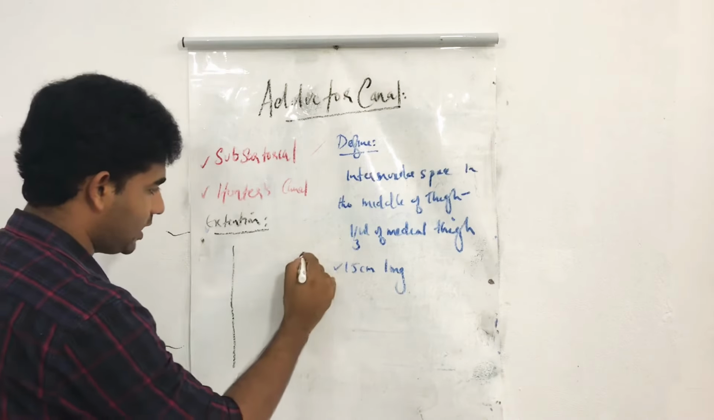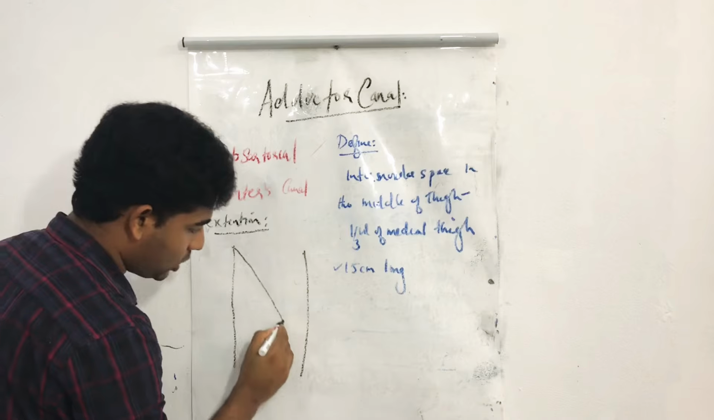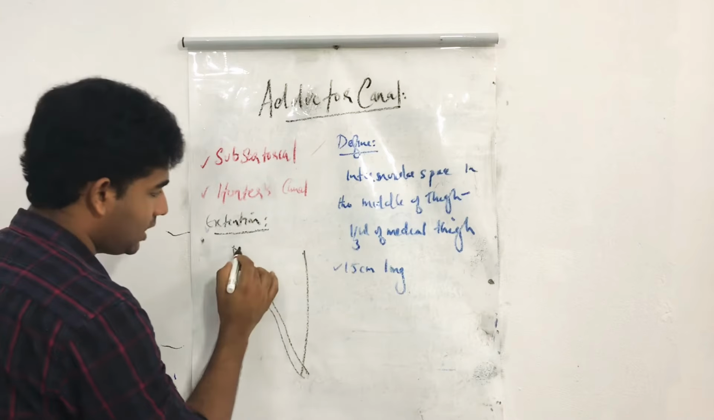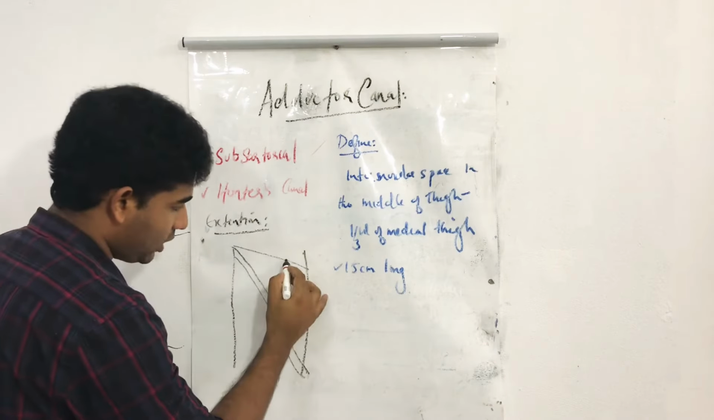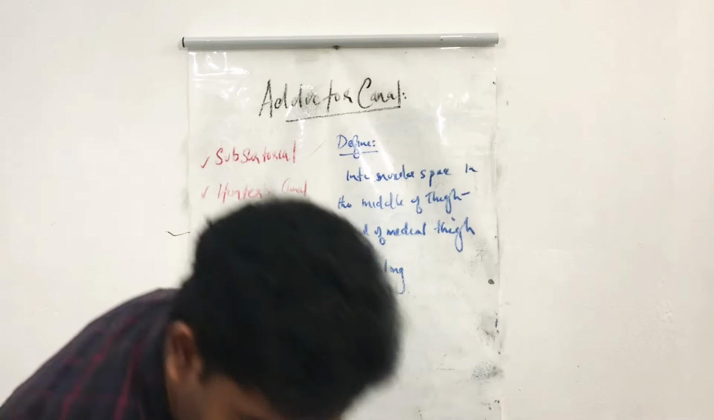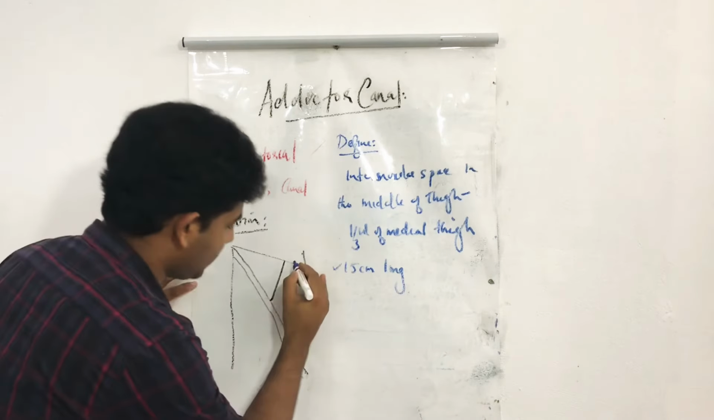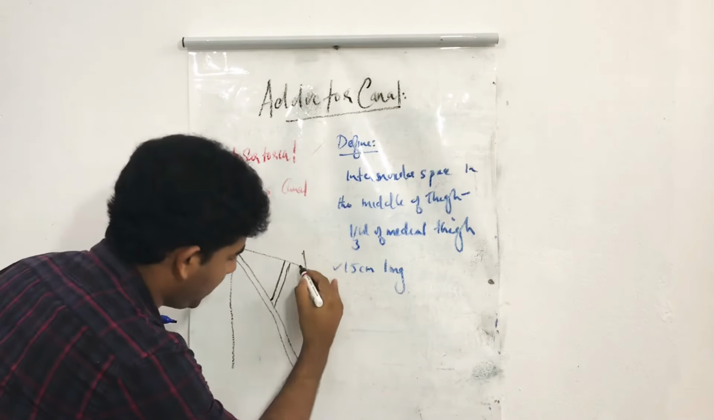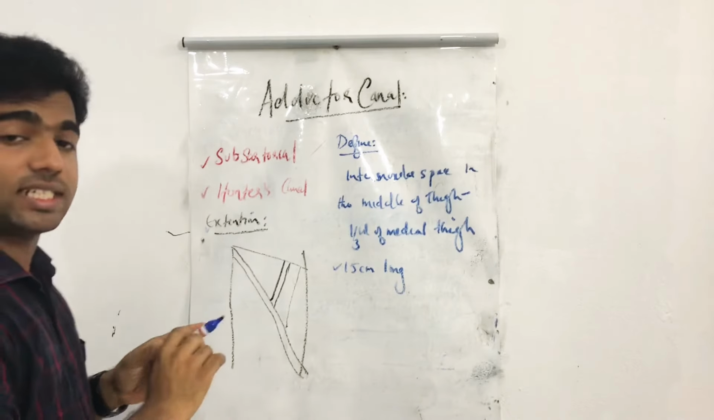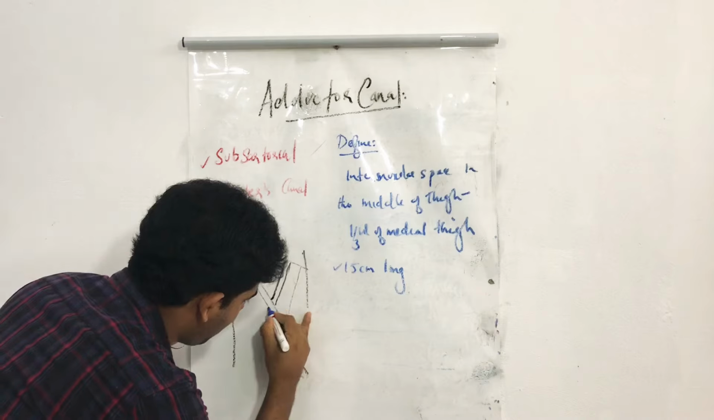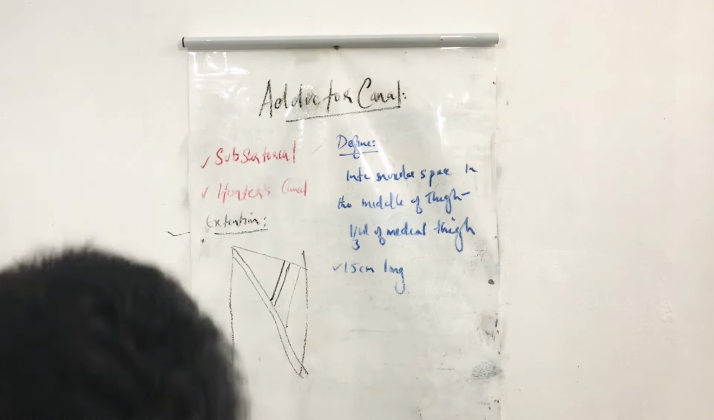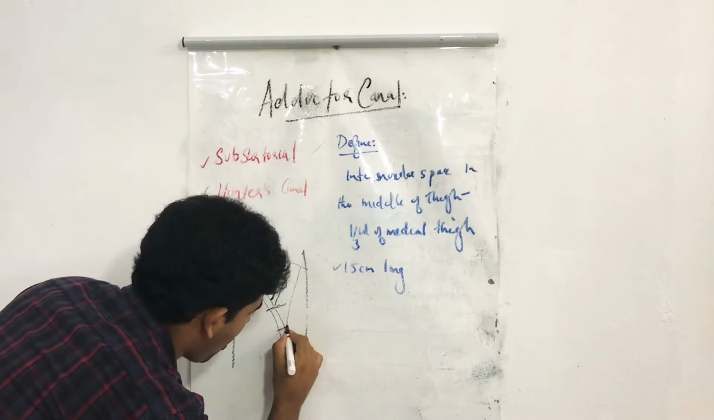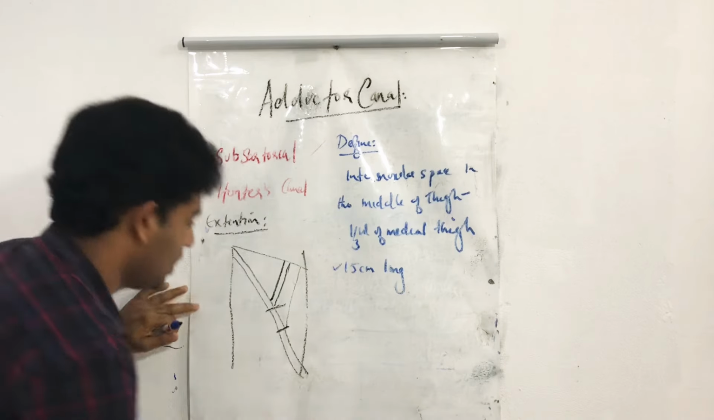So if I draw the thigh region like this, you have your sartorius muscle like this. Let us imagine our sartorius muscle passing like this. Here you have the inguinal ligament, and here you have our femoral triangle. Here you have the adductor longus muscle. Immediately below that you have the adductor magnus muscle. So this canal runs from the apex of the femoral triangle up to an opening in the adductor magnus muscle. So this is that canal.